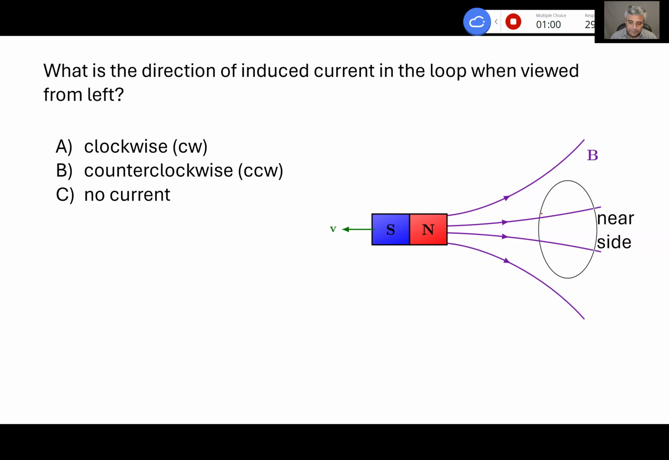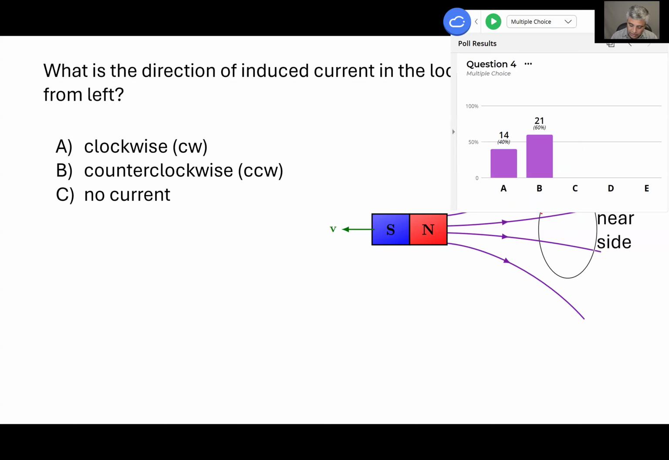30 more seconds. Five more seconds. 5, 4, 3, 2, 1, and it stops. Okay, let's see what we got.